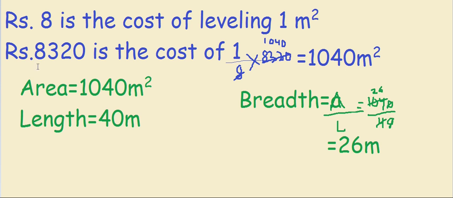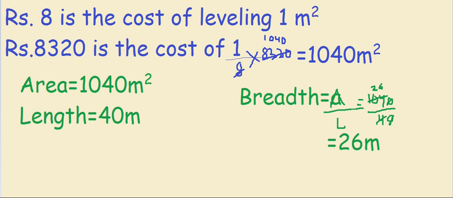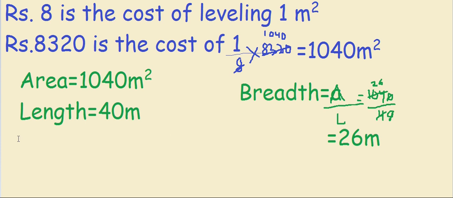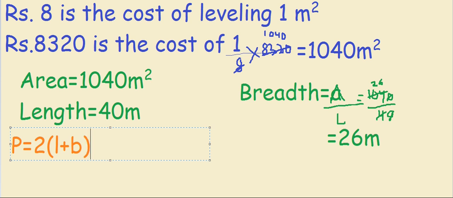Now the next part of my question says the cost of fencing the plot, and 1 meter cost is 27.5. So in this case what I have to do, I have to find the perimeter of the entire rectangular plot. So I will write perimeter, that is P is equal to 2 into length plus breadth. This is how I have framed the formula.